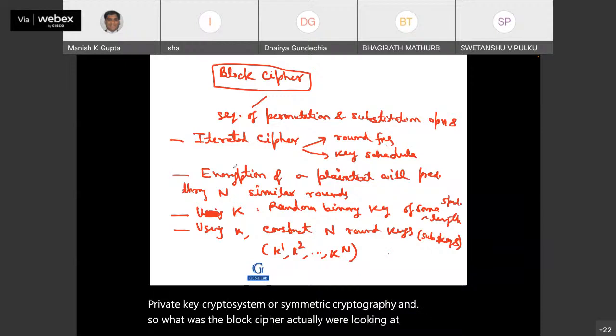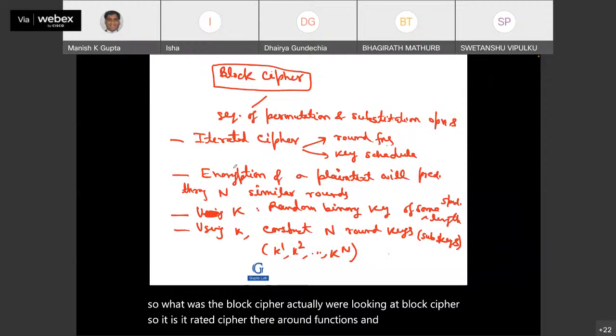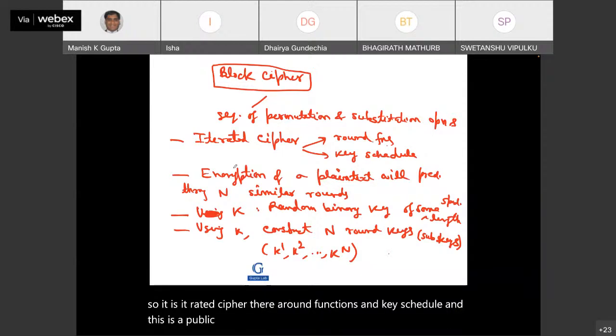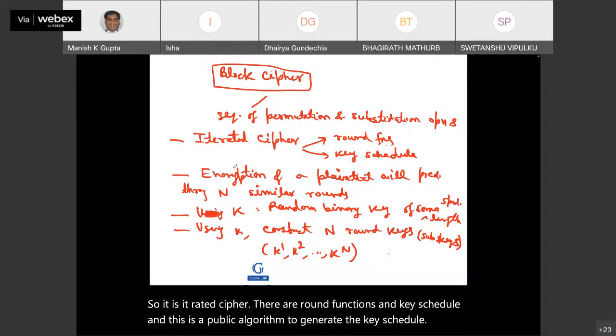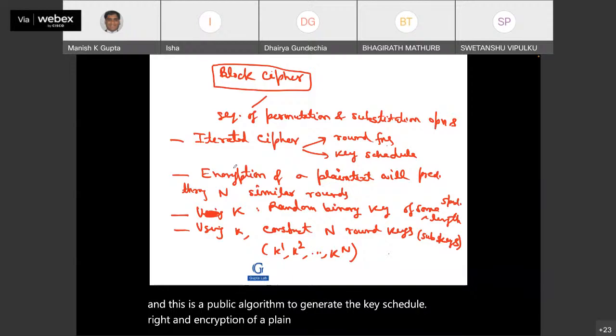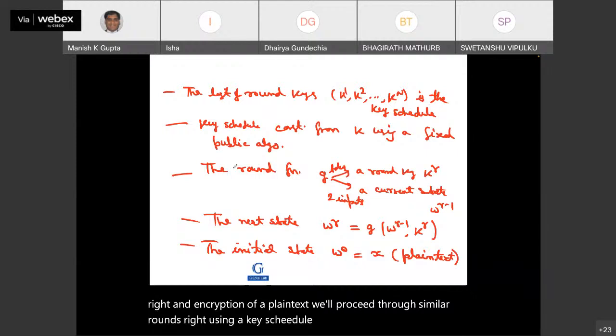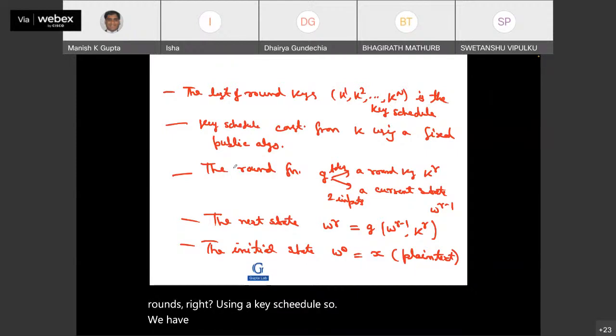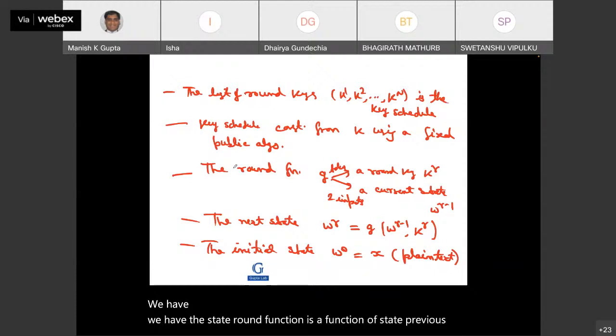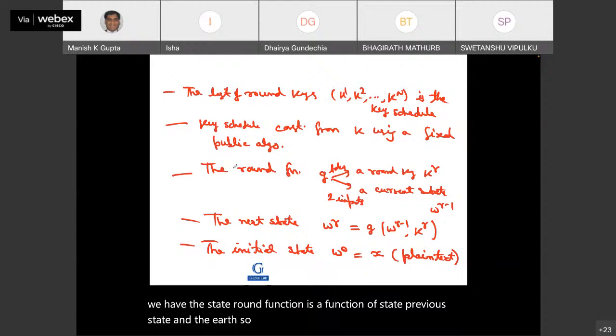It is an iterated cipher. There are round functions and a key schedule, and there is a public algorithm to generate the key schedule. Encryption of a plain text will proceed through n similar rounds using the key schedule. We have the state. A round function is a function of the previous state and the round key, basically the current key. That is how you compute it.